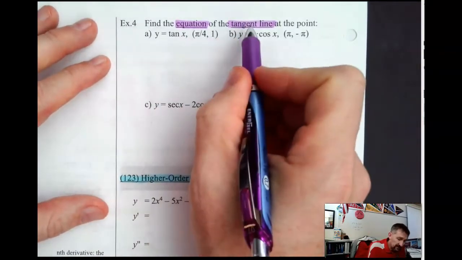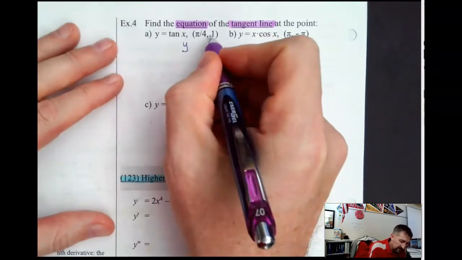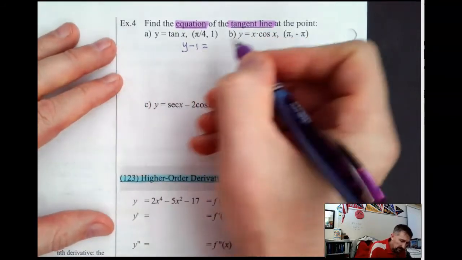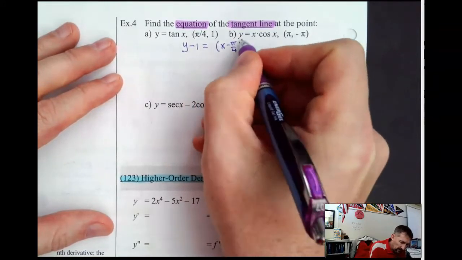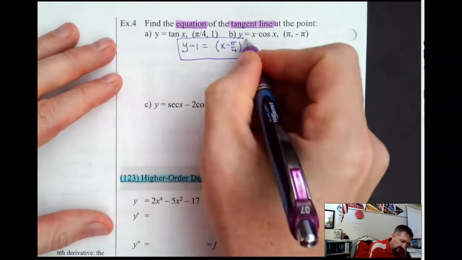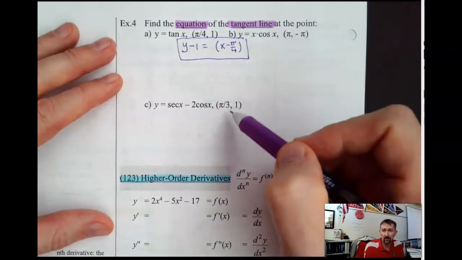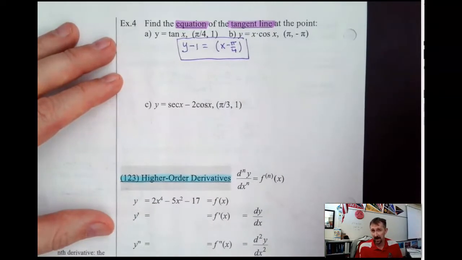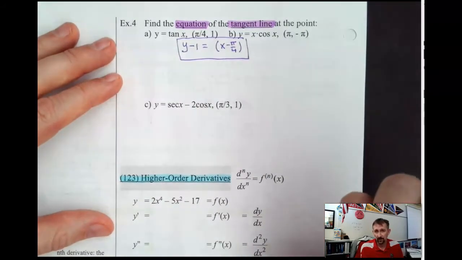So when you see the equation of a tangent line, we have a point here. We should immediately go into point slope form. So that's going to be y minus y equals x minus pi over 4. So I know that my answer is going to look like that. All I have to do is find the slope. I'm going to do both of these other ones as well. So if you haven't done them yet, you should pause now and you should do B and C. I just showed you what you should be doing.